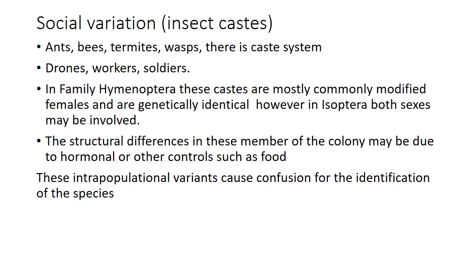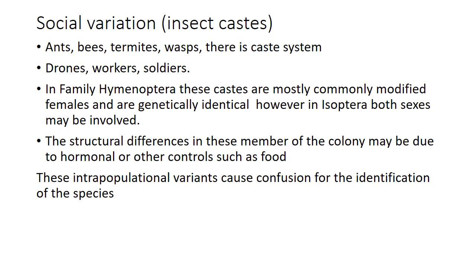Social variation, that is insect castes. In the social insects, such as some bees and wasps, but particularly among ants and termites, castes have been developed. There are definite groups of individuals within a colony. In addition to the reproductive castes, there are workers and soldiers, also sometimes of different types.